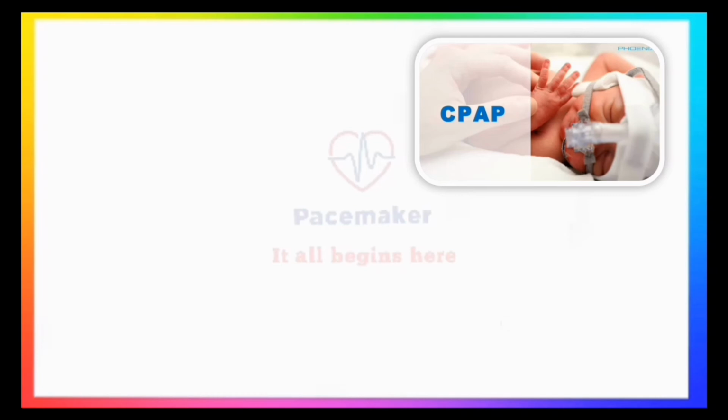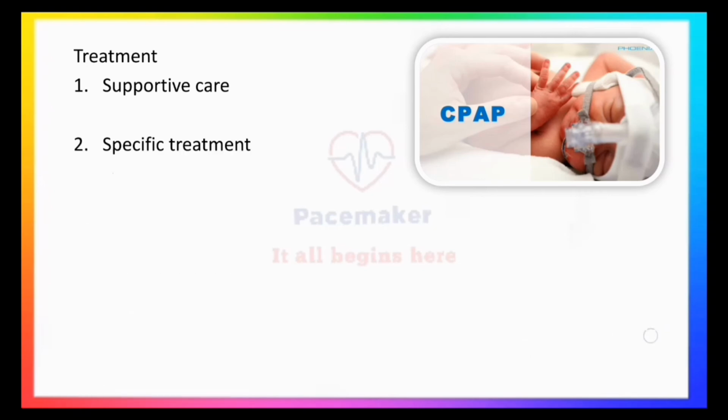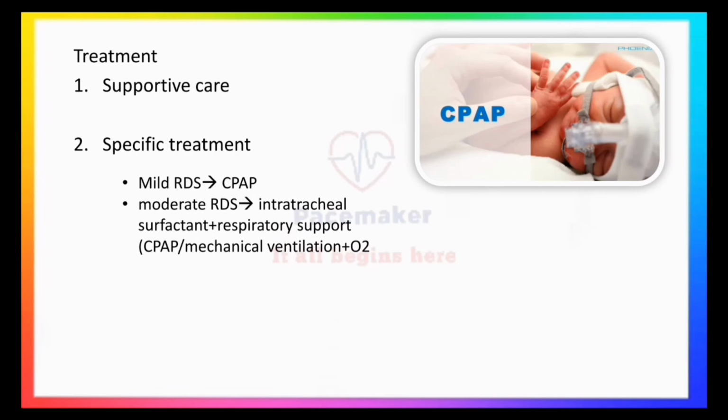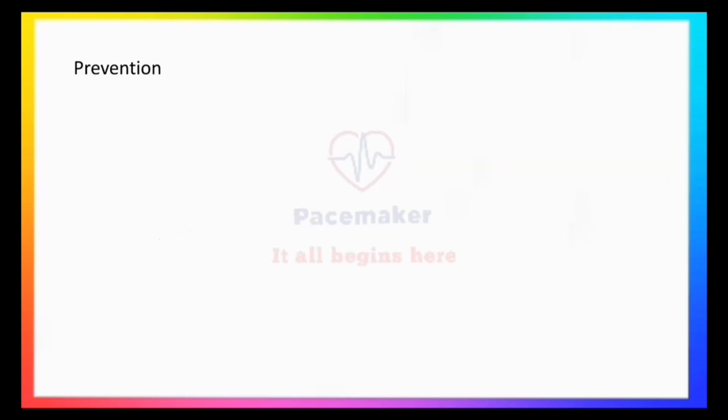So after diagnosing, how to treat these patients? They are treated with supportive care and specific treatment. What is the specific treatment here? If the patient has mild RDS, the neonate requires only CPAP. And if the patient has moderate RDS, you can go for intratracheal surfactant plus respiratory support in the form of CPAP or mechanical ventilation. Then we can prevent this condition.